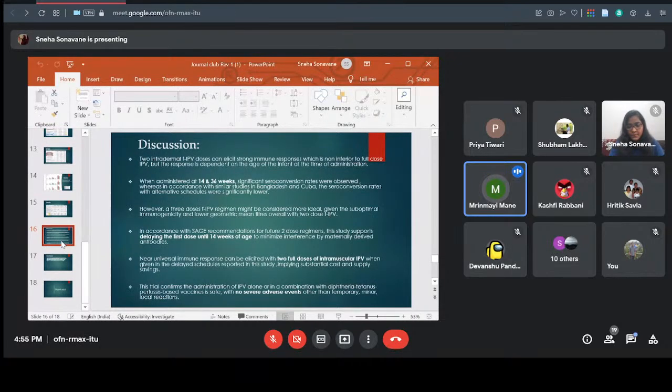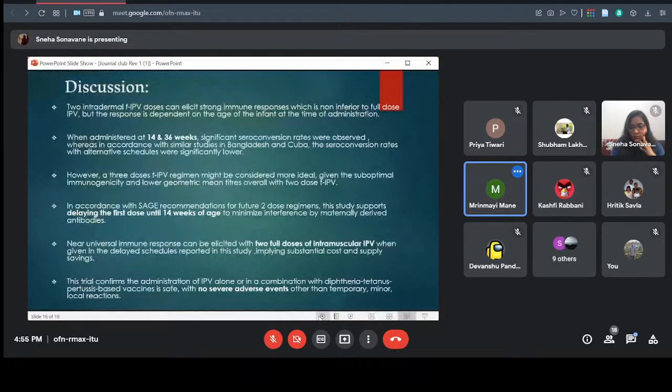Now, in accordance with the SAGE recommendations for future 2-dose regimens, this study reports delaying of the first dose until the 14th week of age to minimize interference by maternally derived antibodies. Near universal immune response can be elicited with 2 full-dose intramuscular IPV when given in delayed schedules reported in this study, implying substantial cost and supply savings.